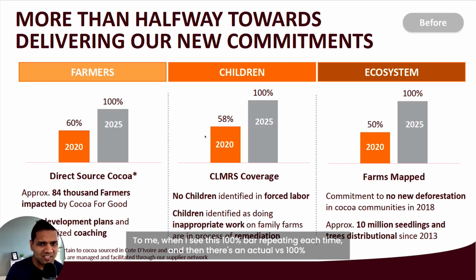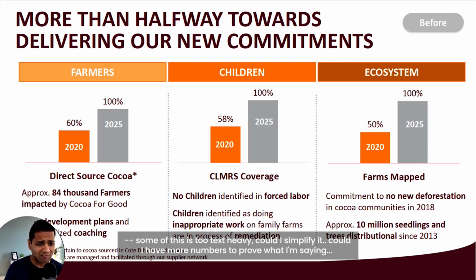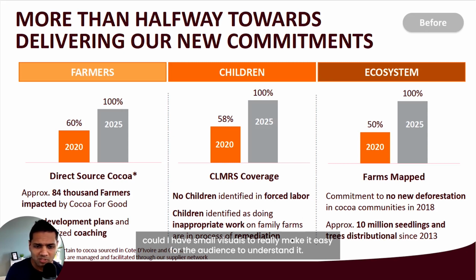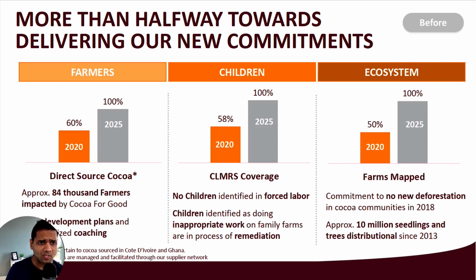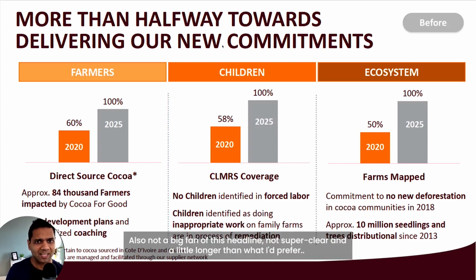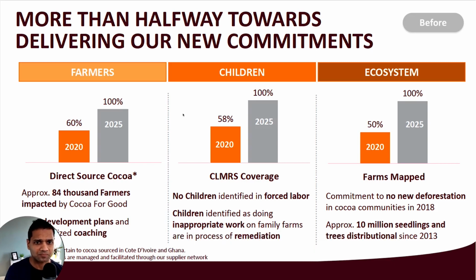To me, when I see this 100% bar repeating each time, and then there's an actual versus the 100%, I don't think it's the best way to show the number. Also, I feel like some of this is too text heavy. Could I simplify it? Could I have more numbers to prove what I'm saying? Could I have some small visuals to really make it easy for the audience to understand it? Also, not a big fan of this headline. Not super clear, a little longer than what I would prefer.